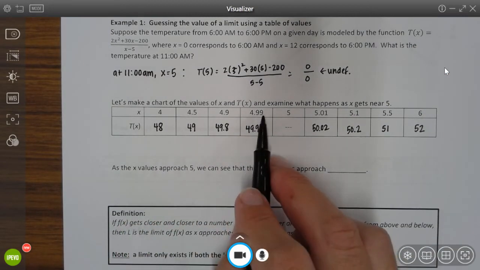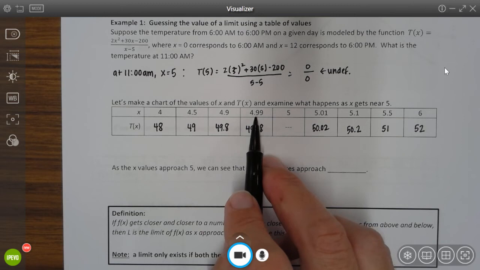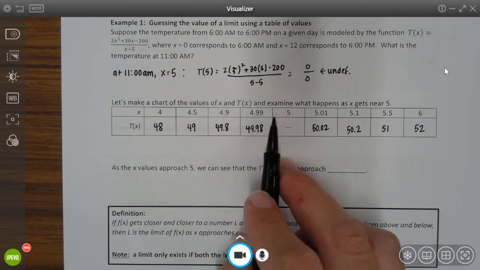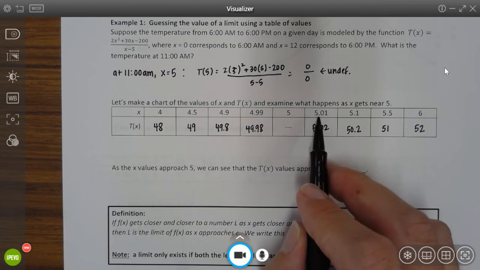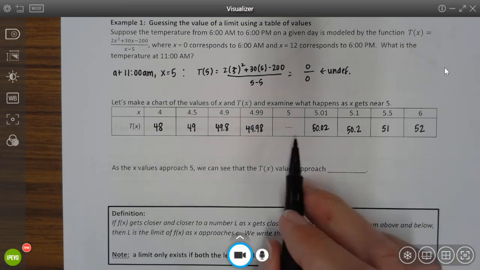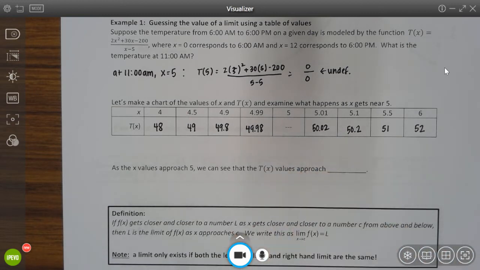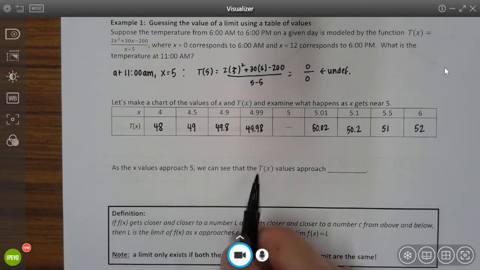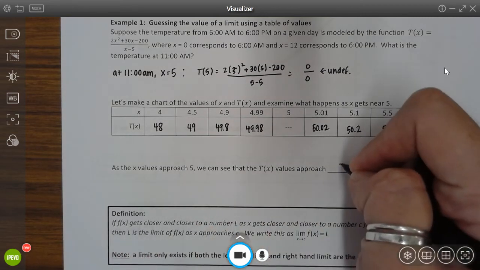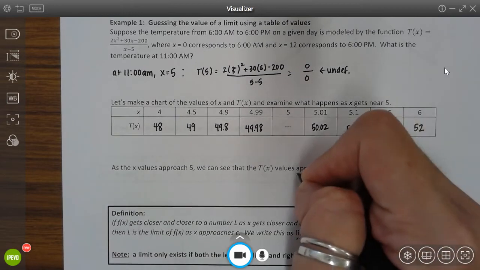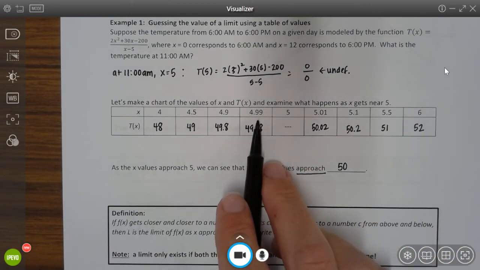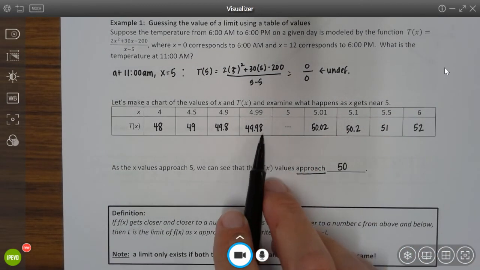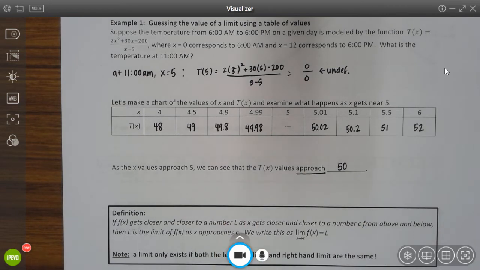If I keep on making these values closer and closer to 5, like 4.999 or 4.9999 or 5.001 or 5.0001, our values are going to be approaching one value, which you can probably figure out is 50. So as our x values approach 5, we can see that the t of x values approach 50. We're just approaching 50, because as these numbers get really, really close, they get increasingly close to 50, but never actually equal that.